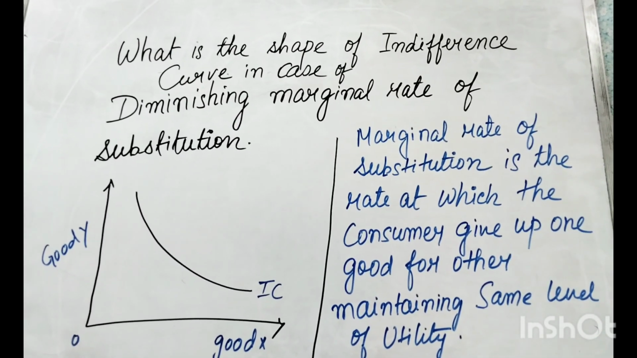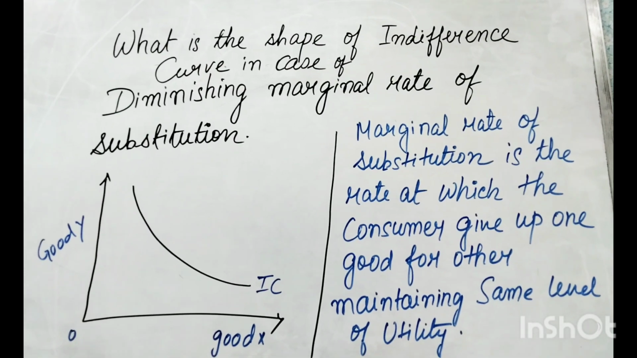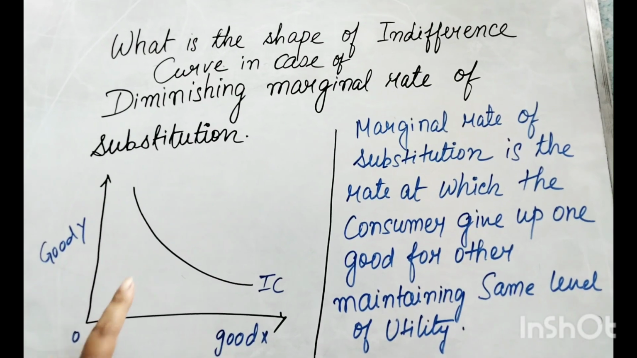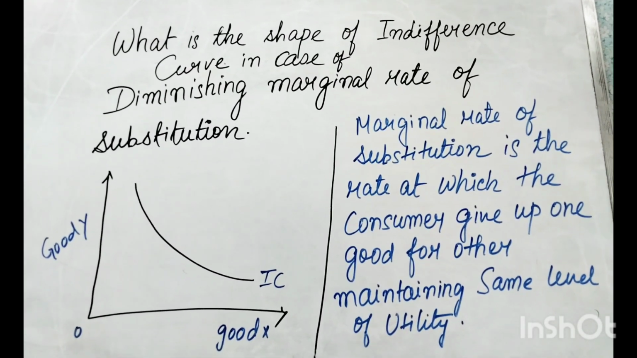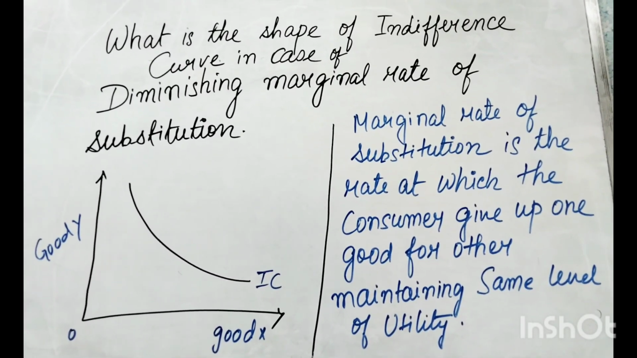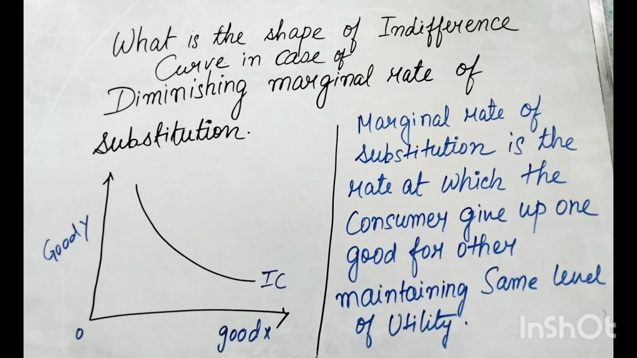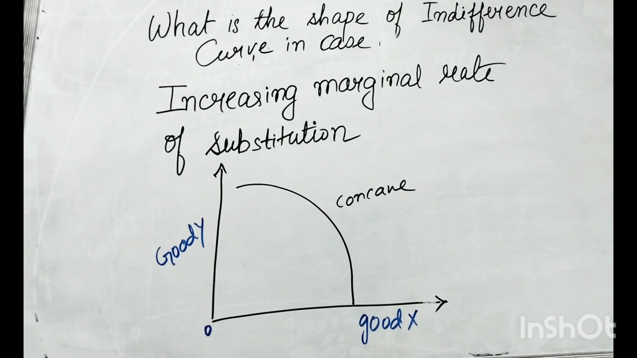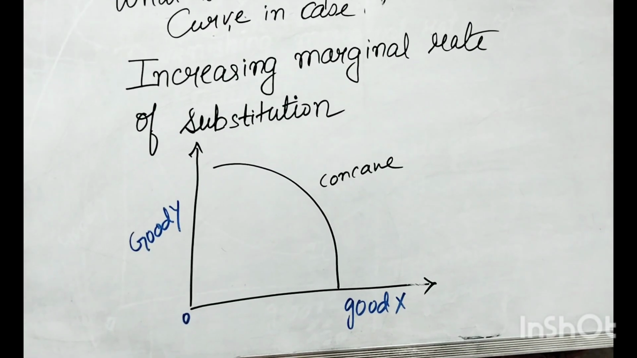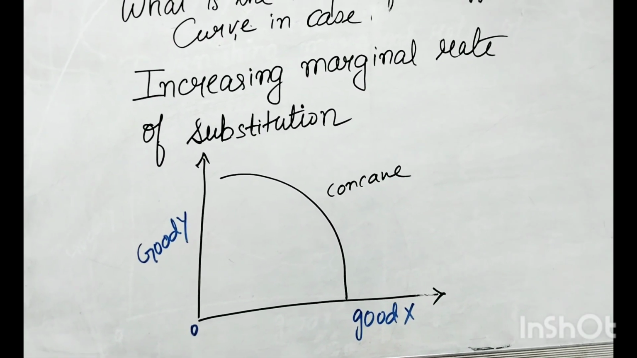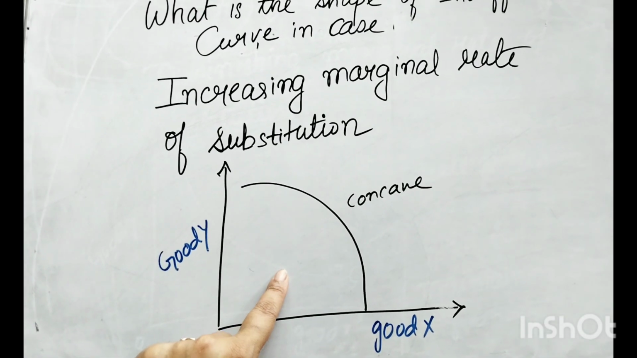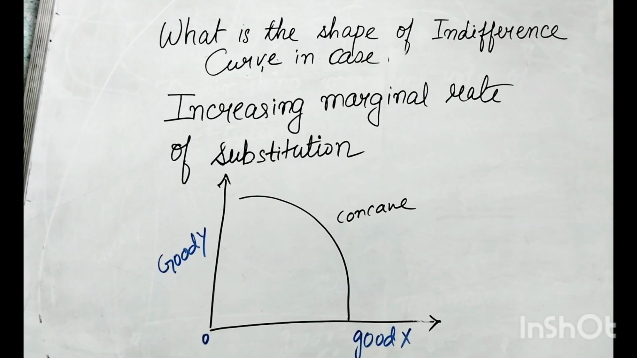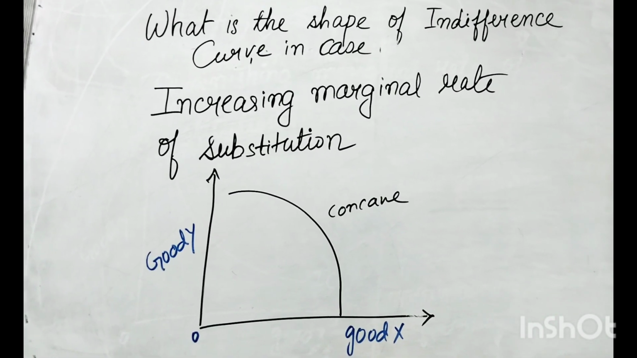Now in the case of diminishing marginal rate of substitution, the indifference curve will be convex to the origin. This is the shape of the indifference curve. It is convex to the origin. Now let us look when there will be increasing marginal rate of substitution. So in the case of increasing marginal rate of substitution, we can see that the indifference curve is concave. The indifference curve is concave in the case of increasing marginal rate of substitution.